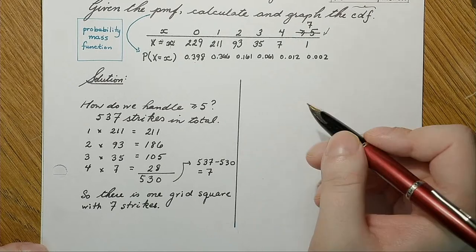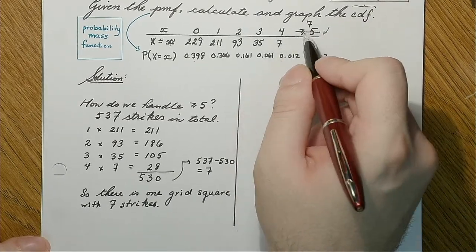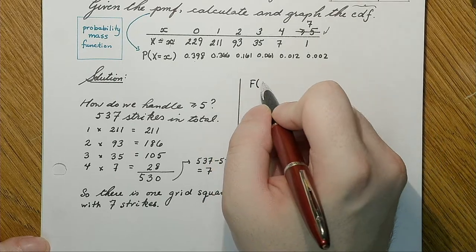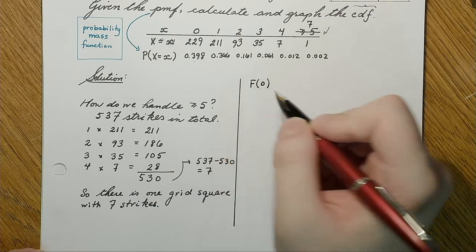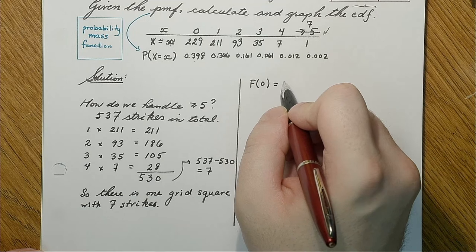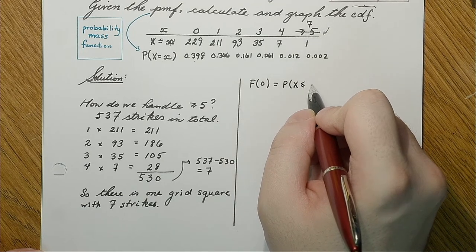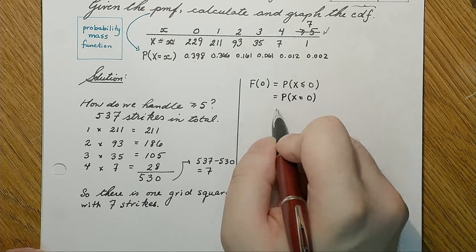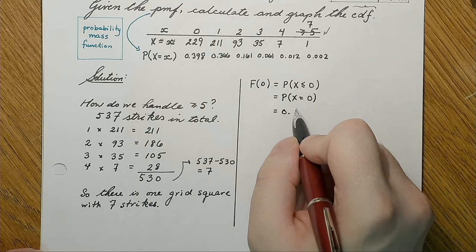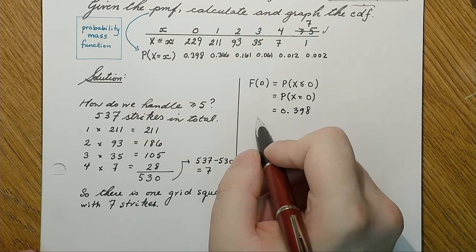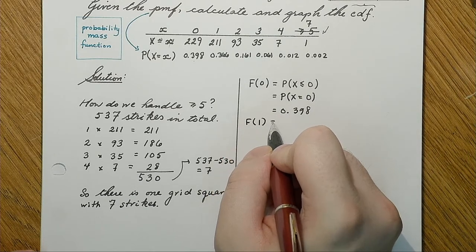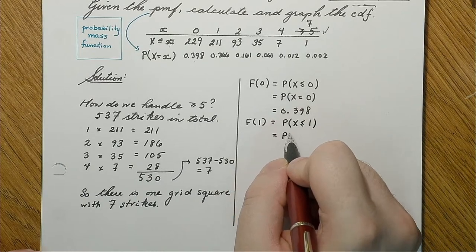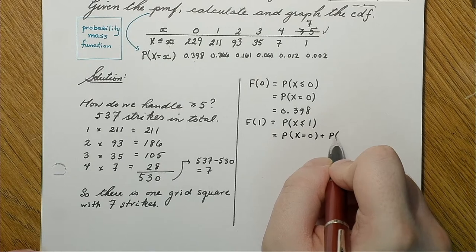So now we can start to calculate the CDF, because now that we have figured out that the greater than 5 is really 7. We'll calculate the cumulative distribution function at 0, so that's where the probability is x less than or equal to 0. And so that just works out to just being the probability of x equaling 0. And so that is, just reading from here, 0.398 for F at 1. This is the probability that x is less than or equal to 1, which means that I have probability of x equals 0 plus the probability of x equals 1.